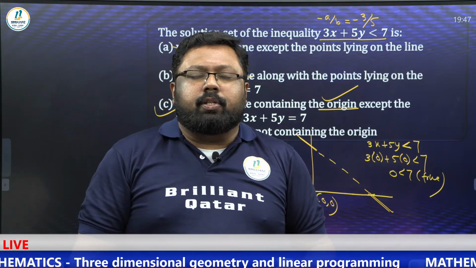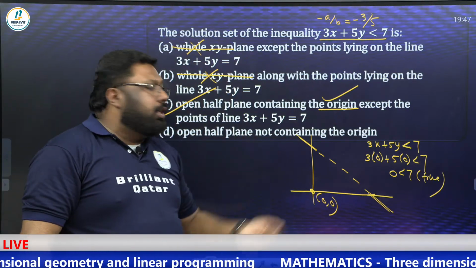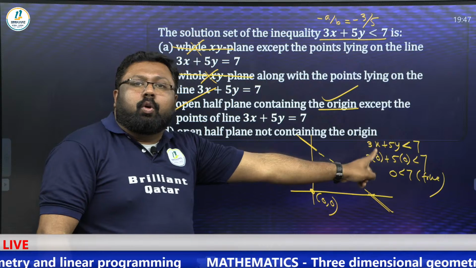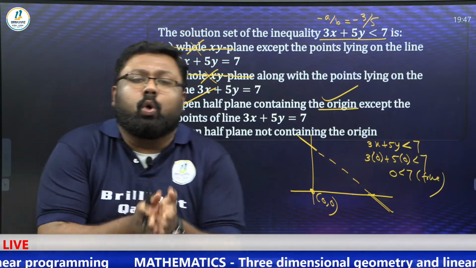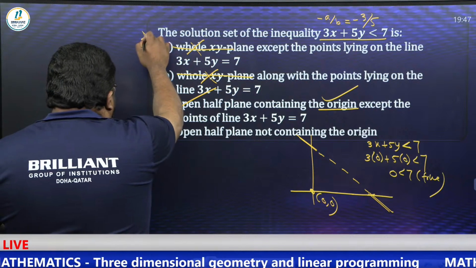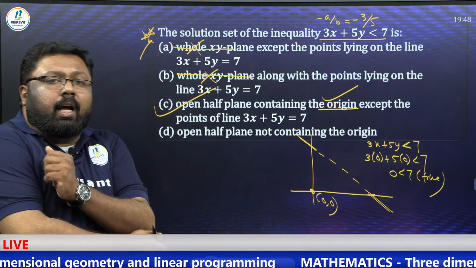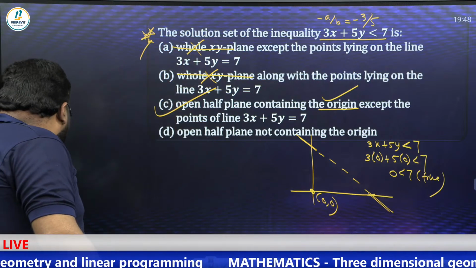Clear? Understood, all of you? Option D is wrong because it is saying it is not containing the origin. It contains the origin because when I put the origin, the region says it is true. Okay? Clear? Very, very important question. Last year also this question came in the boards. It comes every time an LPP MCQ is asked, this pattern.